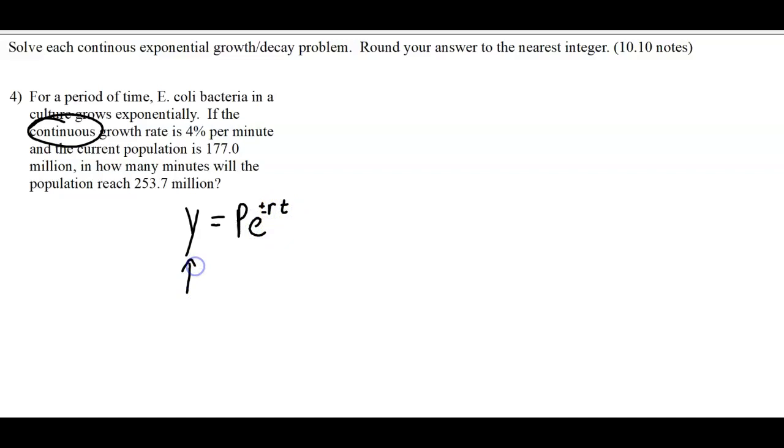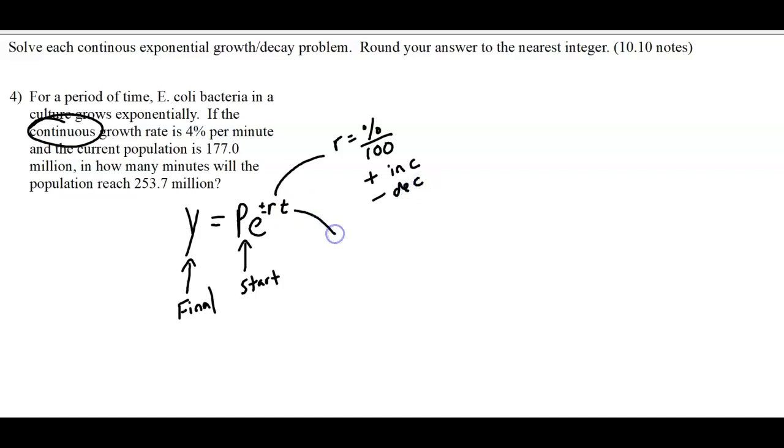The y represents the final amount. The p represents the starting amount. The r represents the percentage, but we want it as a decimal, so you'll divide it by 100. Also, you'll want to recall that the positive means that it's increasing, negative means that it's decreasing. And the t is going to represent some kind of time. Okay?